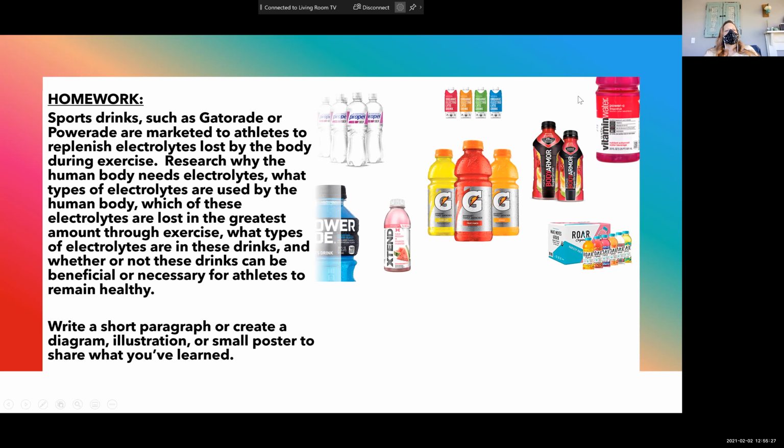So sports drinks such as Gatorade or Powerade are marketed to athletes to replenish electrolytes lost by the body during exercise. Research why the human body needs electrolytes, what types of electrolytes are used by the human body, which of these electrolytes are lost in the greatest amount through exercise, what types of electrolytes are in these drinks, and whether or not these drinks can be beneficial or necessary for athletes to remain healthy. It says write a short paragraph or create a diagram, illustration, or poster to share what you learned.